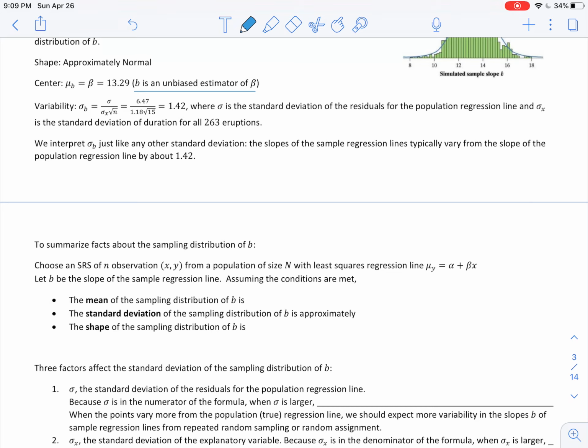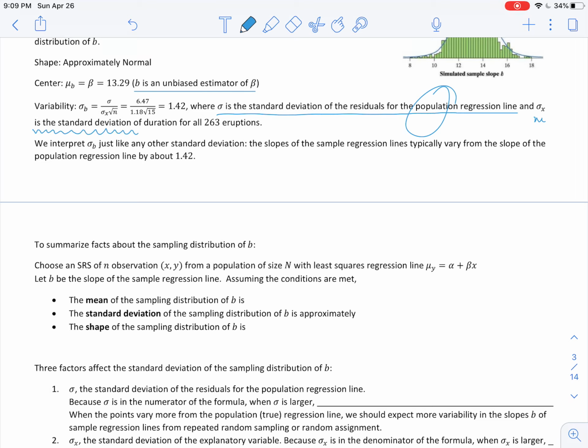The variability is some weird formula. We're not really going to get into where it comes from, but the standard deviation of the sampling distribution of sample slopes will be sigma over sigma sub x times the square root of n. So sigma is the standard deviation of the residuals for the population regression line. That's important. We talked about finding the standard deviation of these residuals way back when, in unit 2 or unit 3. Your calculator spits it out, but this is for the population.